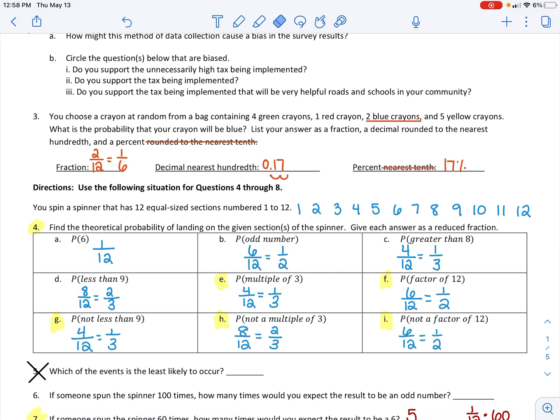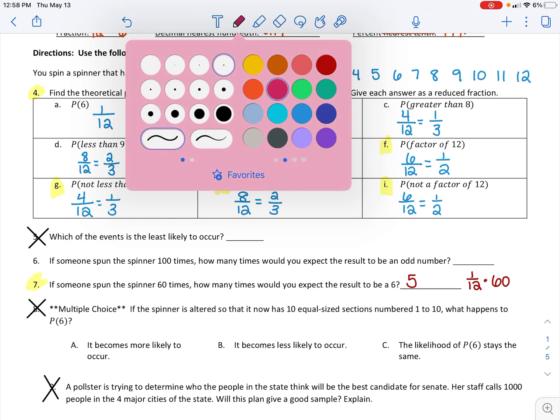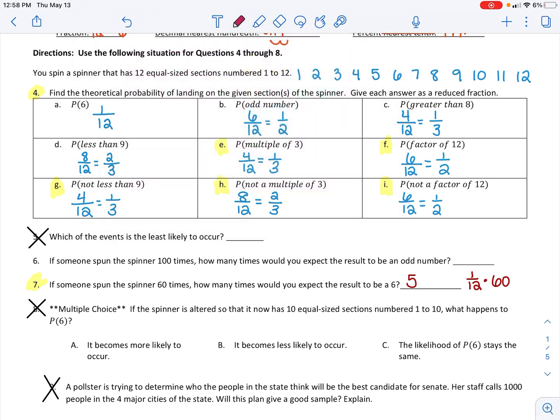Okay, the next one that we did not do was number 6 in class. So let's go ahead and look at number 6. And with number 6, it says, if someone spun that same 12 equal size section spinner 100 times, how many times would you expect the results to be an odd number? So we already found that the probability of an odd number for part B from number 4 was 1/2.